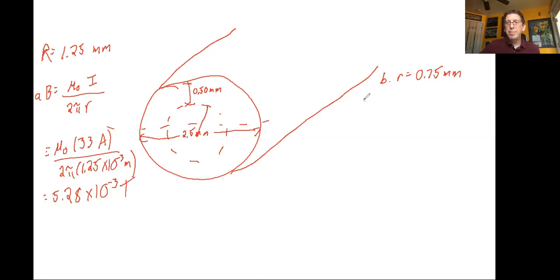So you have B times 2 pi r is equal to, and B is going to be constant along this loop, mu naught times the current enclosed. So the current enclosed is I, the total current, multiplied by the area within the loop, so that's pi small r squared, divided by the total area, which is pi capital R squared.